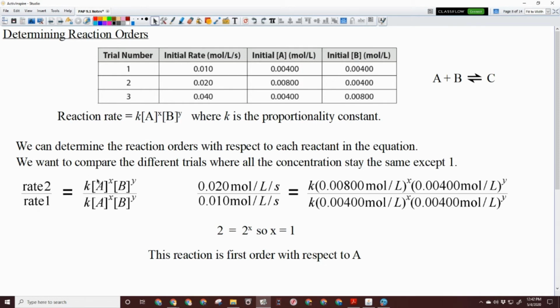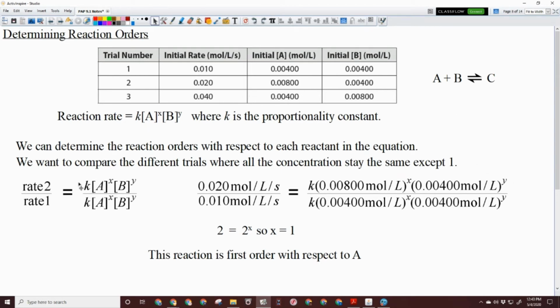All right. Then we're going to substitute in values. If we take this rate over this rate, that's going to be equal to the rate 2 data over rate 1 data. K is the same. We don't know K, so we're going to put in K here. For trial 2, A is going to be 0.008 moles per liter right here, times B. B in trial 2 is 0.0040, and it's to the X and to the Y.